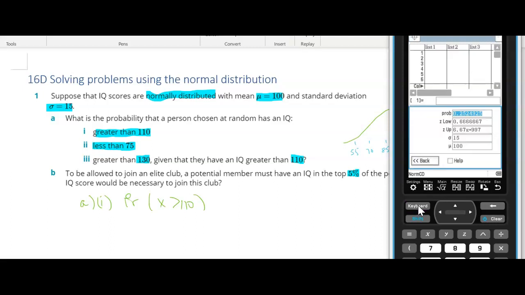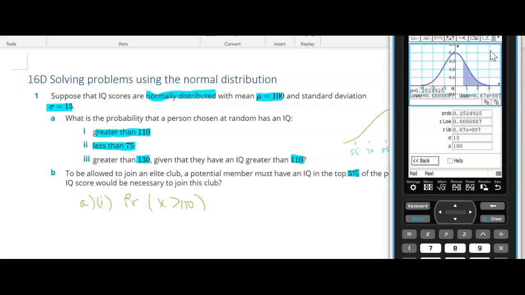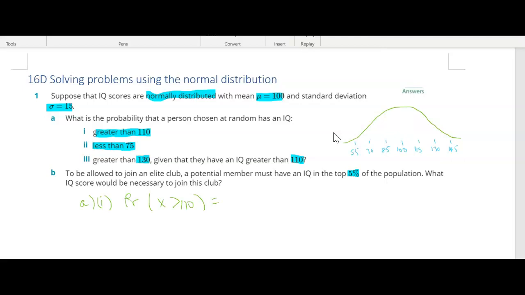I'll just get rid of the keyboard so we've got a bit of space on the screen. You can see it's written there, but let's just draw the graph as well, so we can make sure we've highlighted the right section. So we want greater than 110. Okay, so there it is there, and we got 0.2525. With all these probabilities, just do them to 4 decimal places.